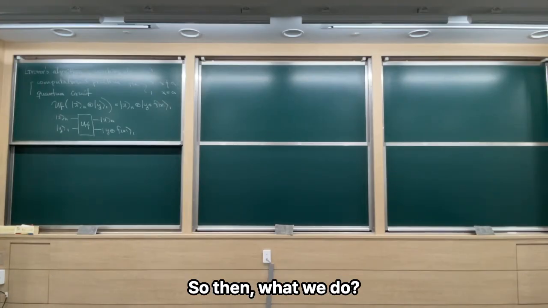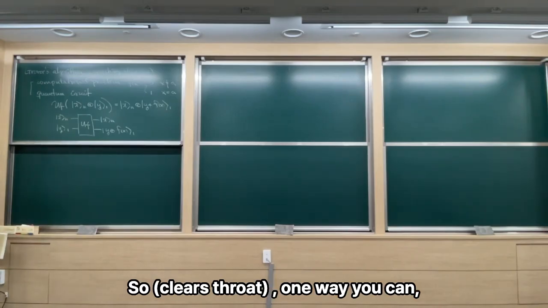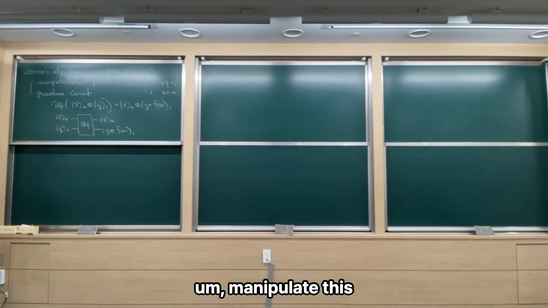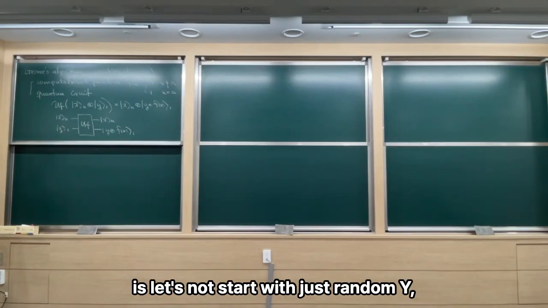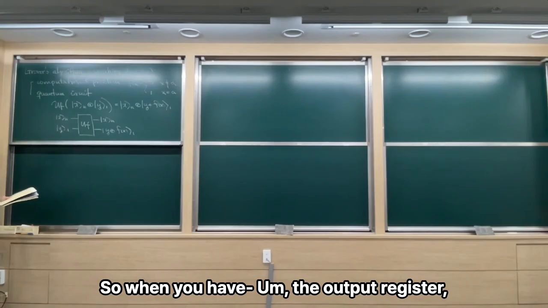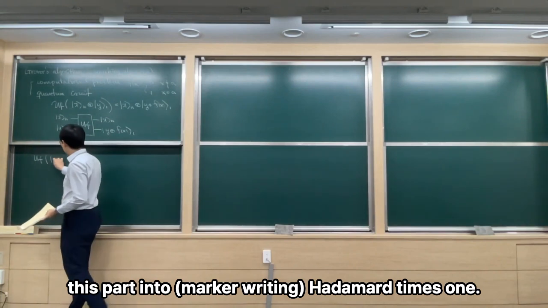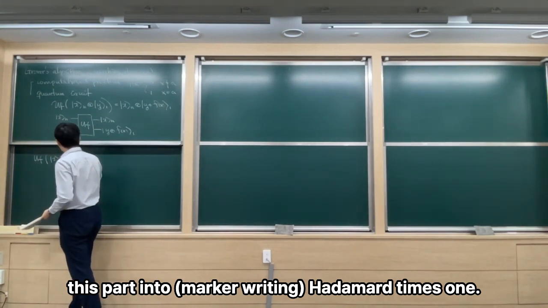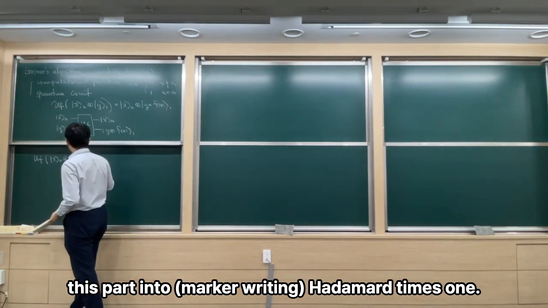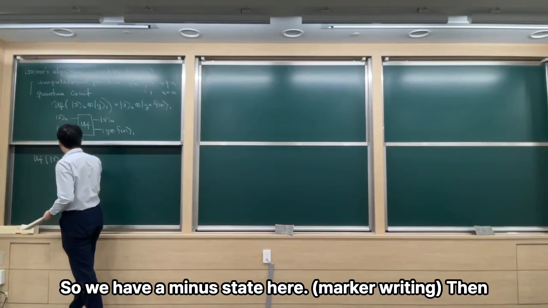So then how do we find that A that gives the value of 1? One way you can manipulate this is, let's not start with just a random y. Let's make it into something special. When you have the output register, this part, put it into Hadamard times 1, which means the minus state. Okay, so we have a minus state here.